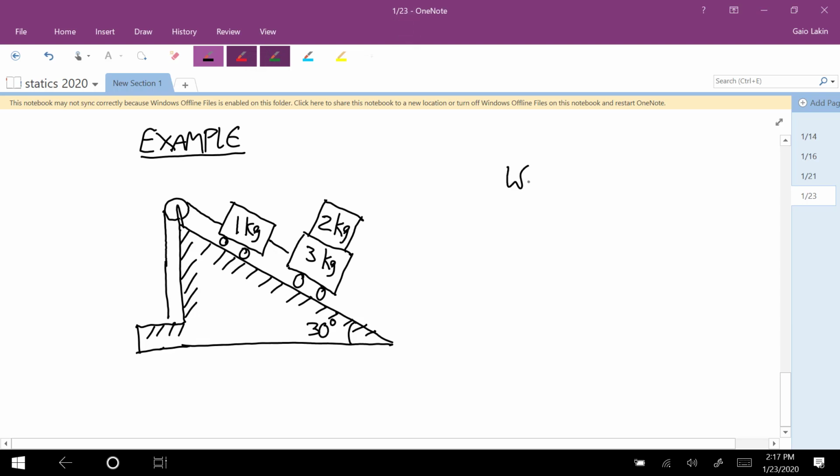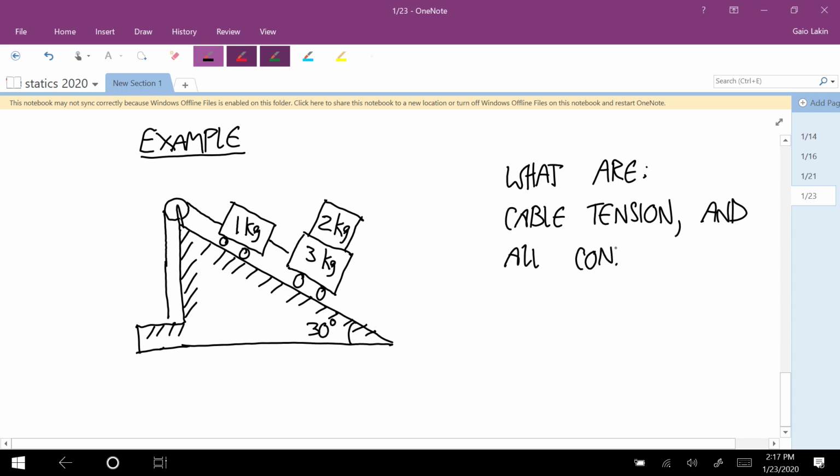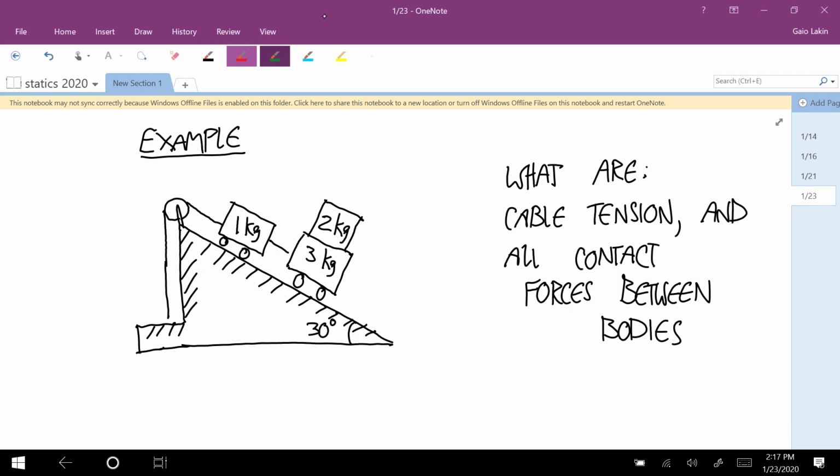And we want to know what are the cable tension and all the contact forces between the bodies. We're assuming that there's friction here.